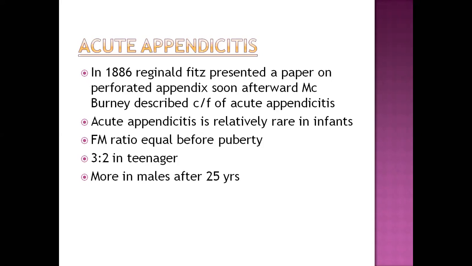Female to male ratio is equal before puberty. After puberty, it is more common in females, 3:2 in teenagers, and the incidence again changes after 25 years of age. This is more common in females after 25 years.